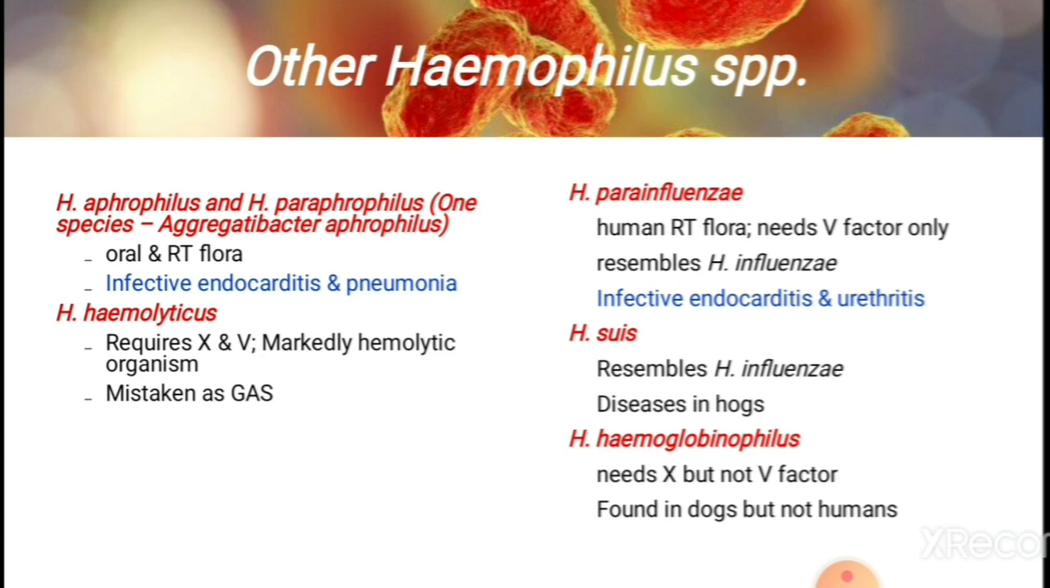Next, we have your Haemophilus parainfluenzae. They are part of the human respiratory tract flora, and they need V factor only. They resemble Haemophilus influenzae, and parainfluenzae also has the same disease association as aphrophilus and paraphrophilus. Next we have Haemophilus suis. They also resemble Haemophilus influenzae, but Haemophilus suis causes disease in hogs. And lastly, we have your Haemophilus haemoglobinophilus. They need X factor but not V factor, and this is found only in dogs but not in humans.